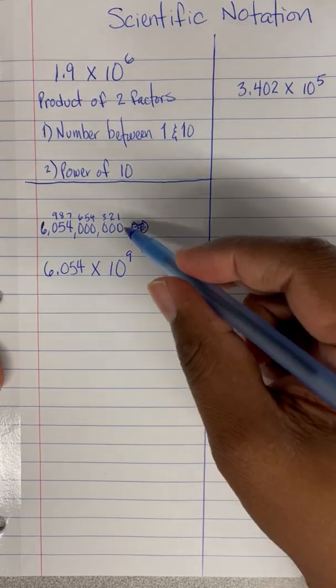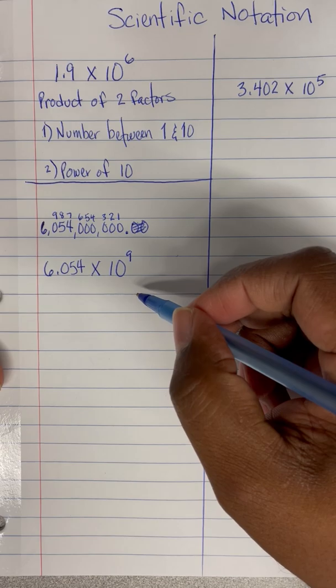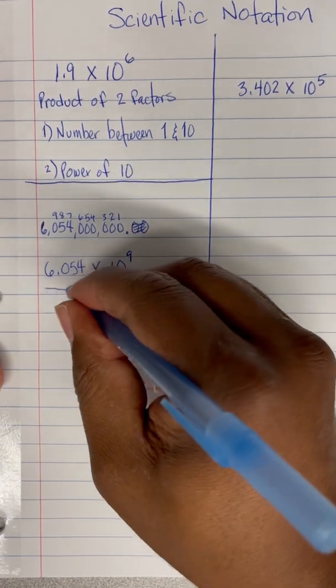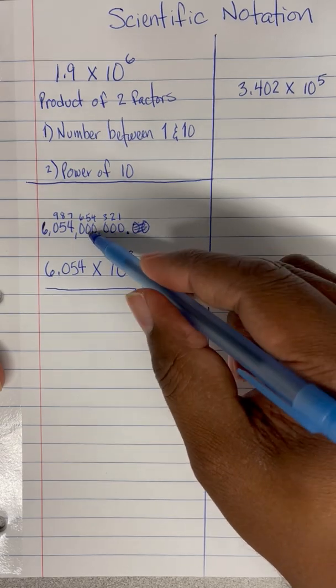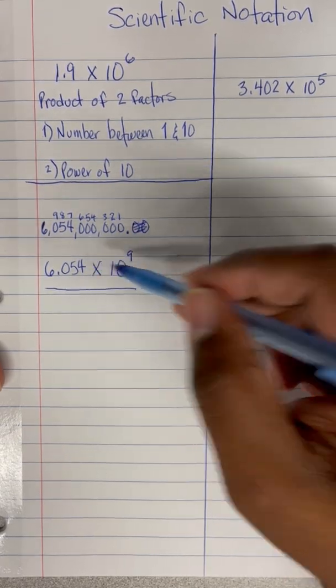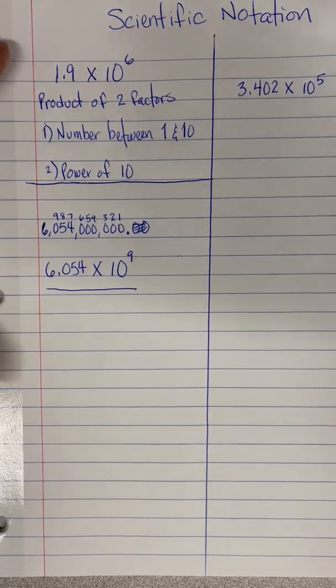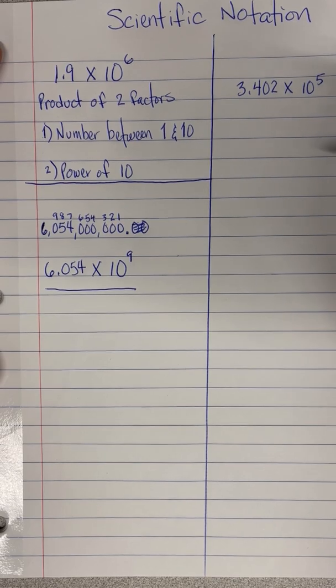So this number has now been changed to scientific notation, and this is what it would look like. Okay, once again, I don't have to write these zeros at the end because they no longer have a value as a decimal. All right, so same process here. Well, similar, just in reverse, right? Now I want to write it in standard notation.